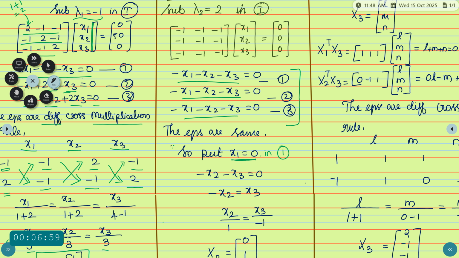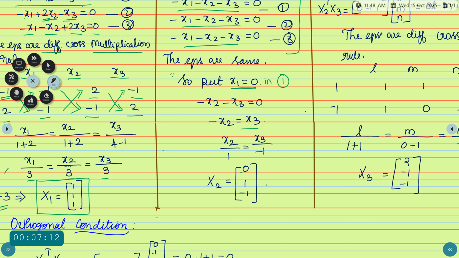Then x2 minus x3 equal to 0. x2 going to that side, x2 is equal to minus x3. And cross multiplying the coefficients, you are getting the answer. Already we put x1 0, x2 value and x3 value.